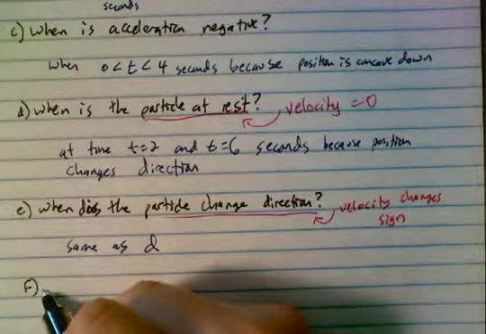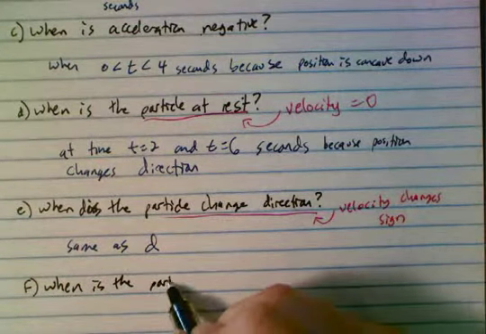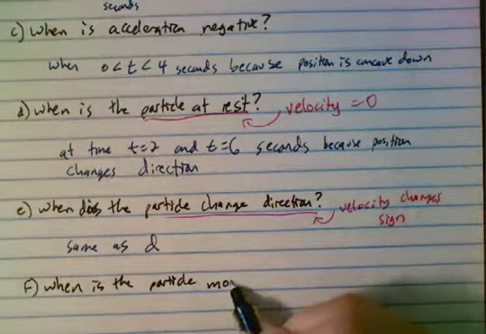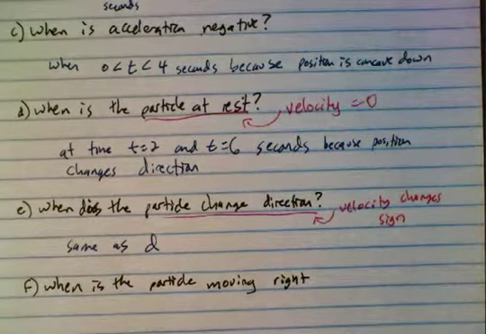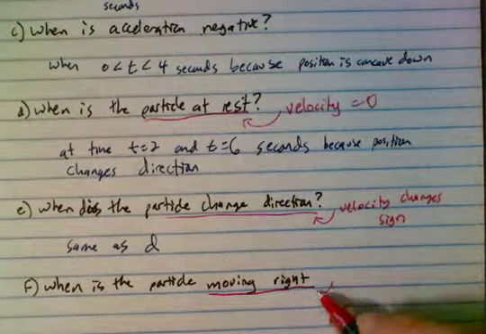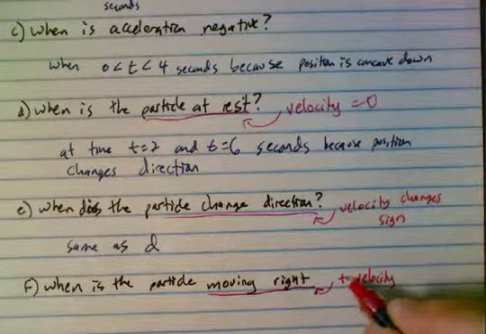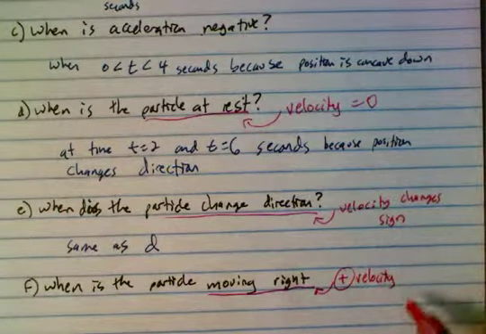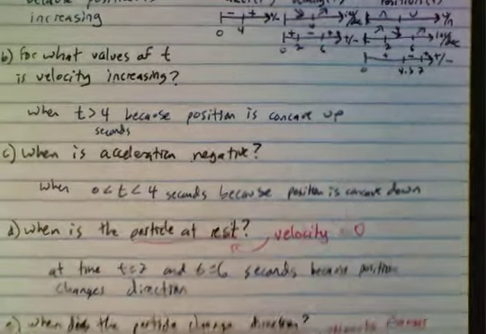We can also look at something like when is the particle moving right. Again, just memorize what this is. Moving right means positive velocity. We look up here, positive velocity, 0 to 2 and greater than 6.